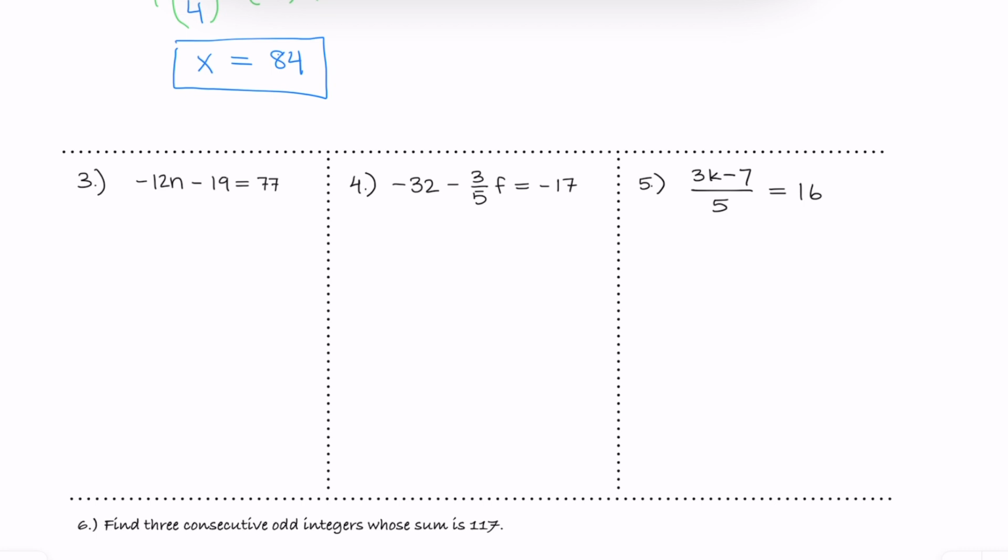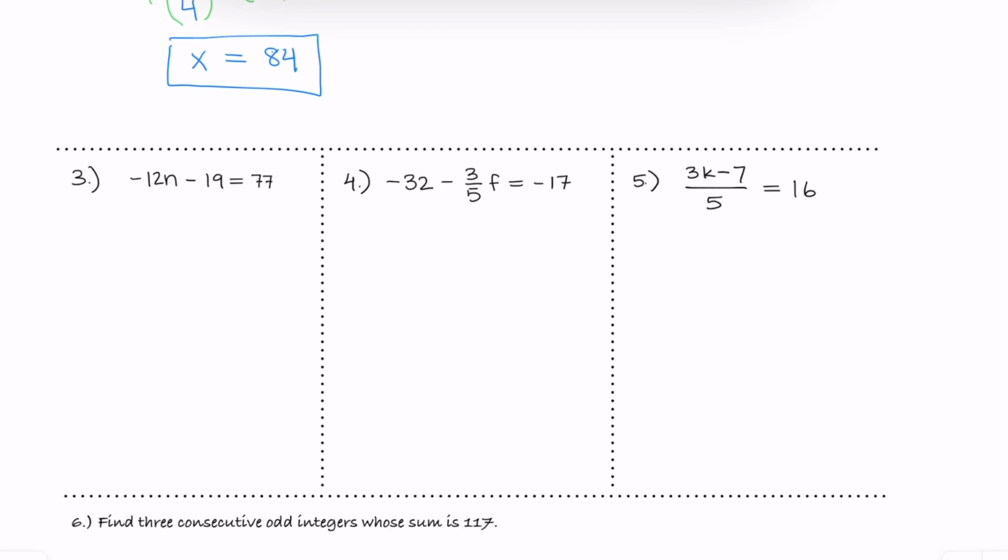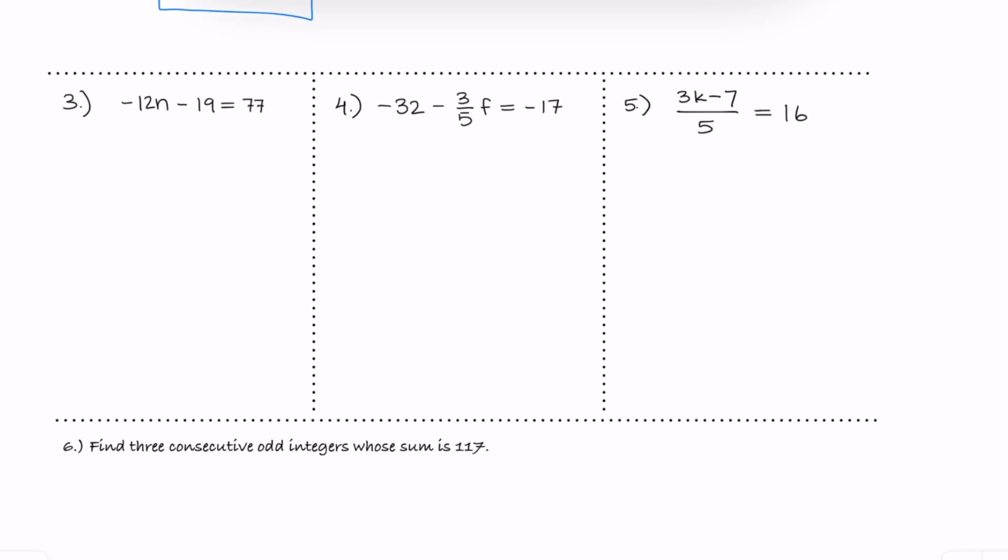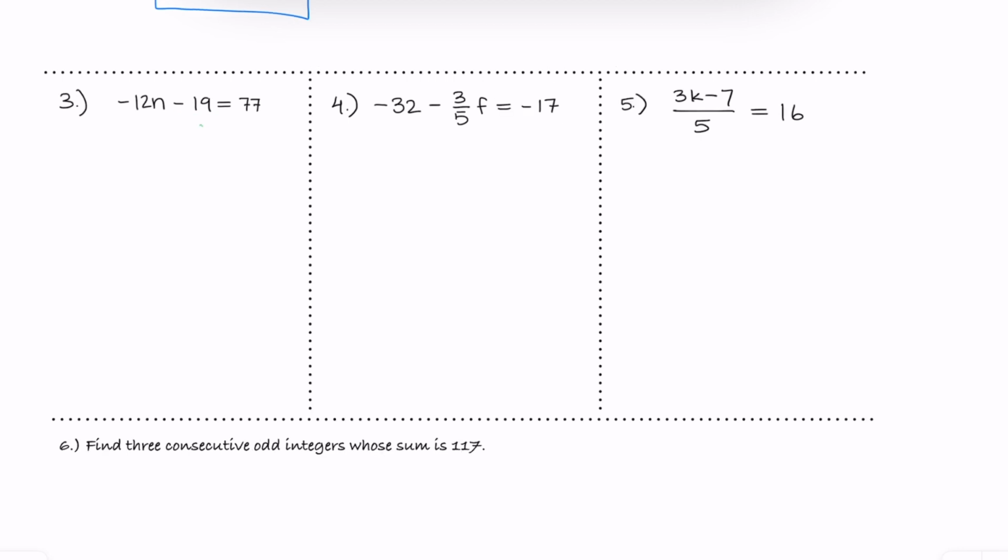Now, let's move on to question 3. The first layer I see in this is this minus 19. So I'm going to add 19 to both sides to inverse that function. So plus 19, and you get negative 12n is equal to 96.